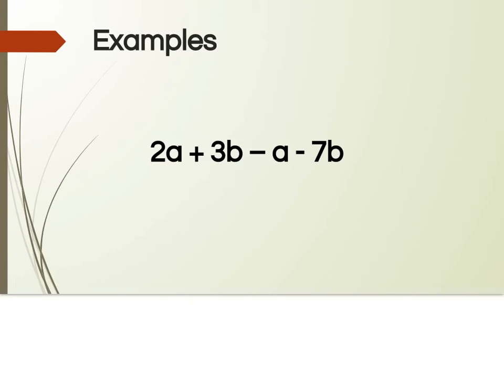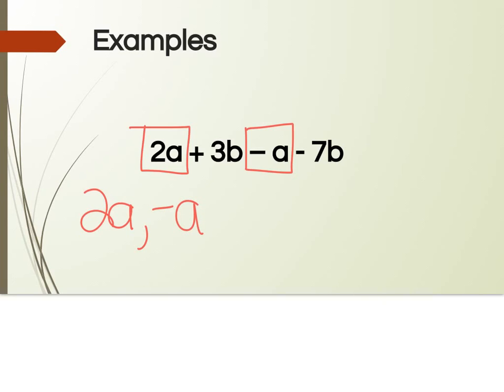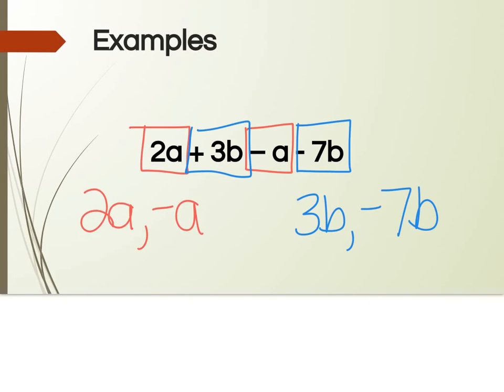In 2a plus 3b minus a minus 7b, you have a 2a and you have a negative a. Those are like terms. Then you have a positive 3b and a negative 7b, and those are like terms. There are two sets of like terms in this expression.